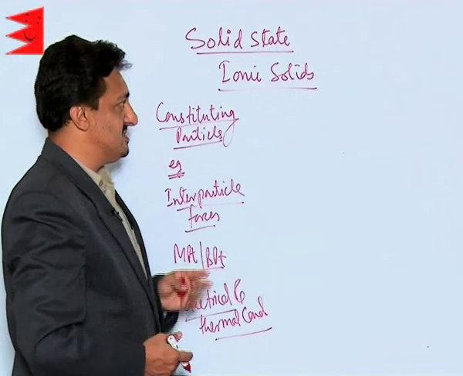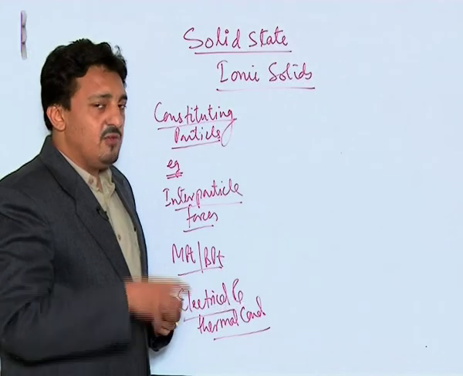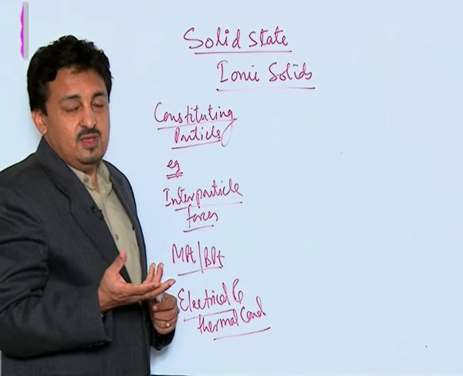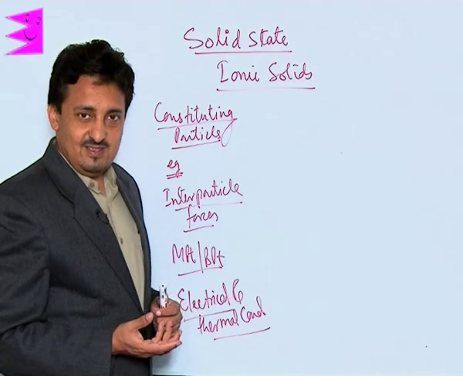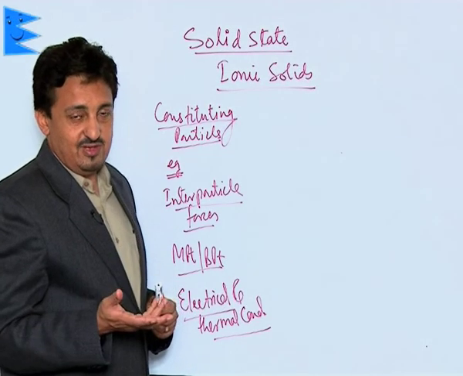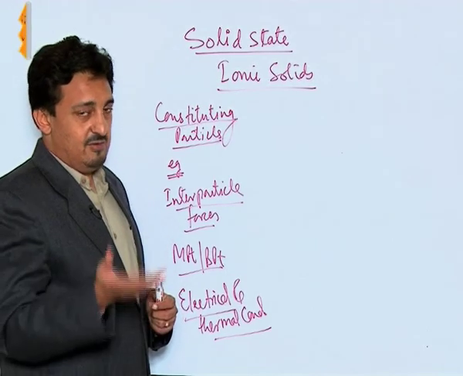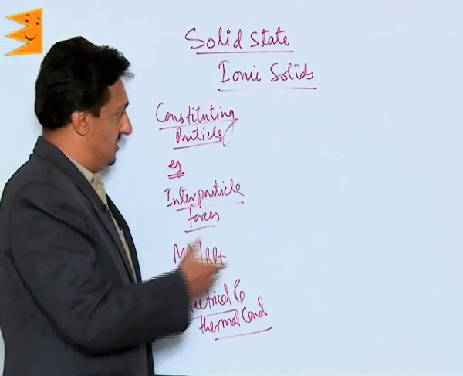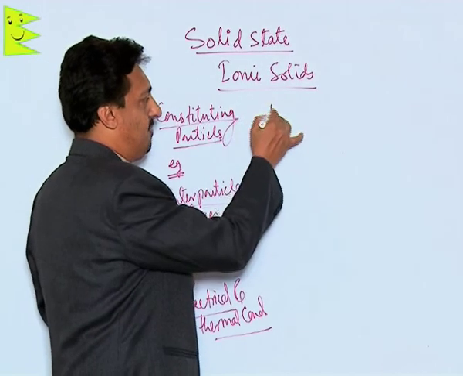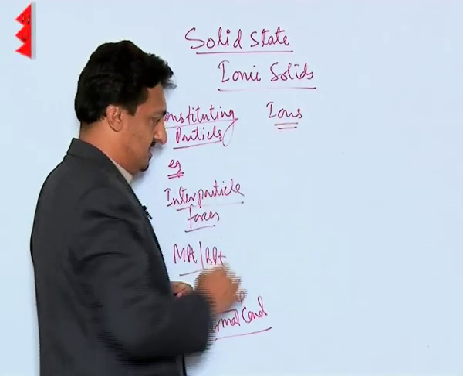Let us first start with the ionic solids. We always have a misconception that only the ionic solids exist in the crystalline state, but it's not right. Even the covalent, metallic, and molecular solids also exist in the crystalline state. We will make it very clear after this. So, let us start with the ionic solids. In the ionic solids, the constituting particles are ions.